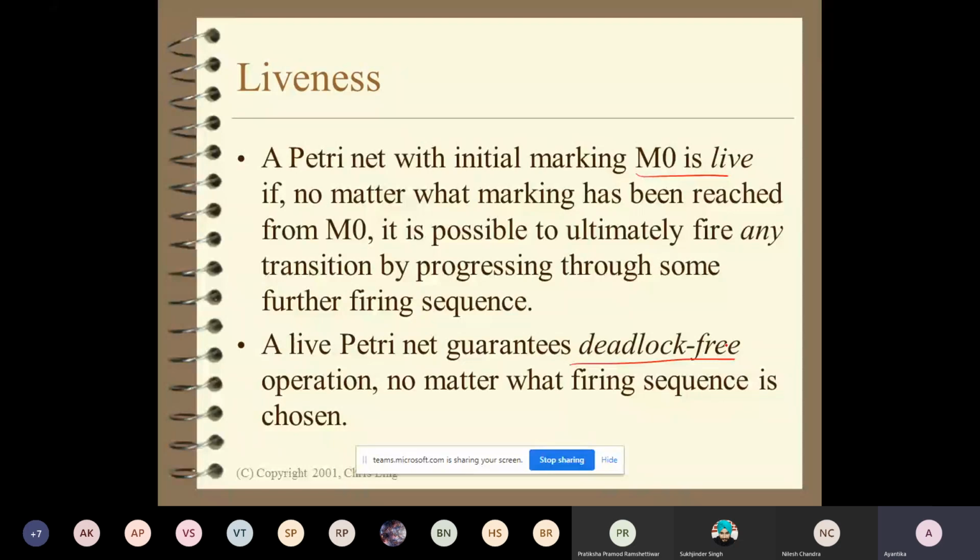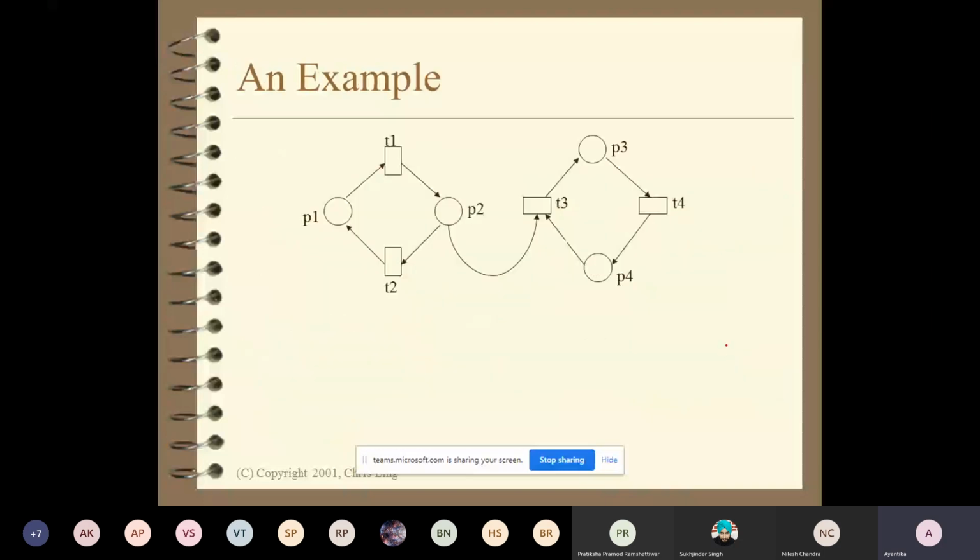So this reachability, boundedness, and liveness, these behaviors, these properties we should analyze to check whether my modeling, this Petri net based modeling, whatever we have done so far, is deadlock free or not. So we can take another example and we will see it in this way.